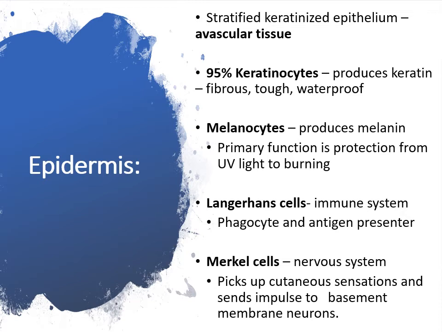Langerhans cells are immune system cells. They have phagocytic abilities in the epidermis. Okay, so just know that they're part of the immune system. And lastly, Merkel cells, well, they're part of the nervous system, and they're able to sense any cutaneous sensations and then send the signal back towards the basement membrane for the signal to then be sent on to the nervous system.